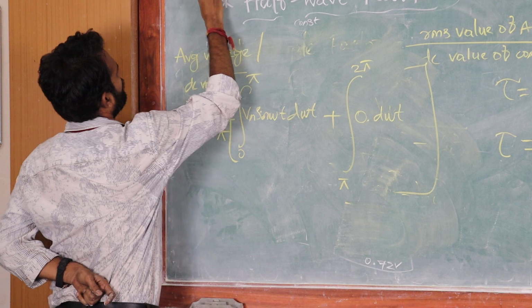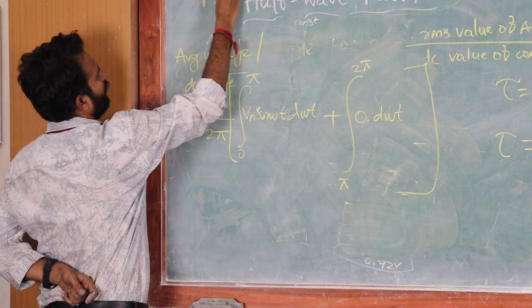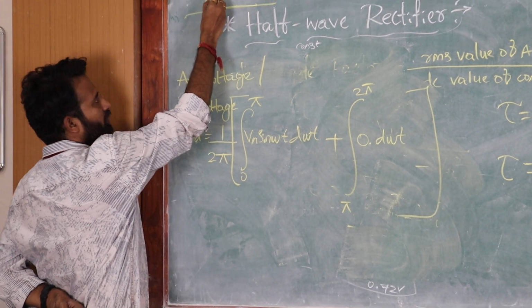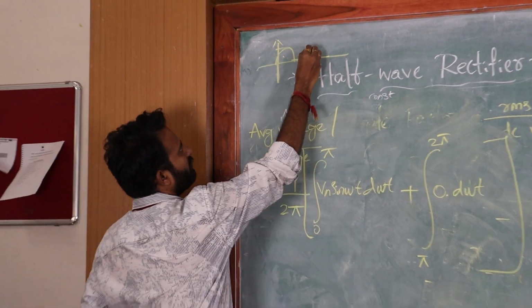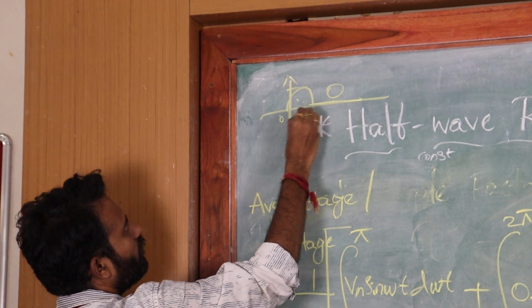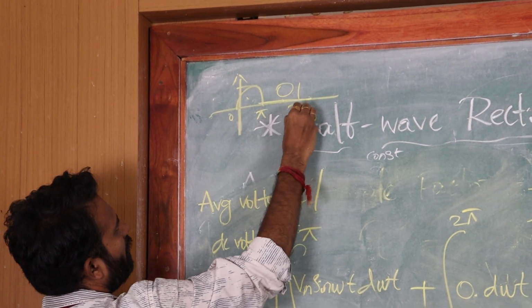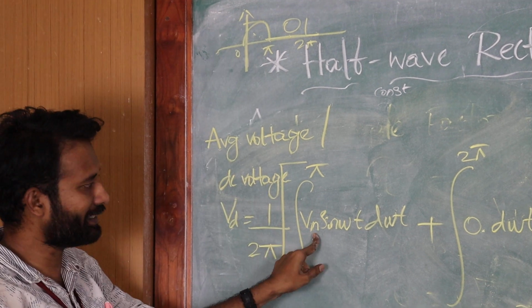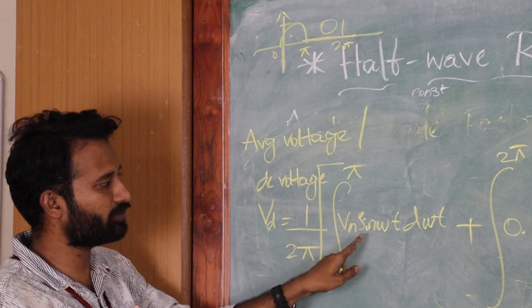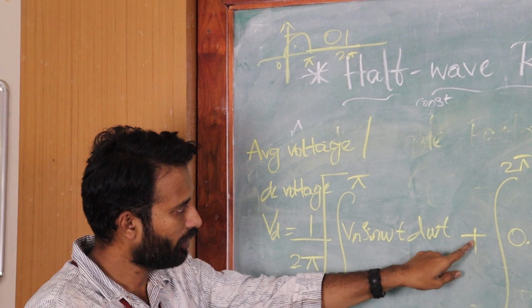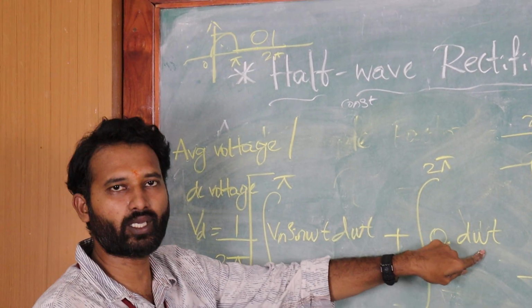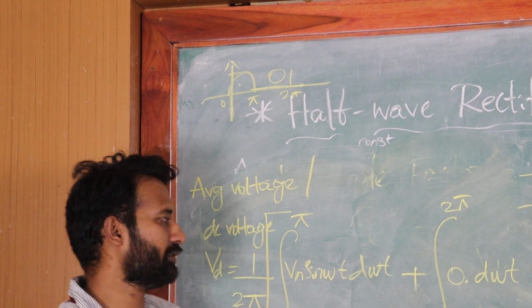I got this like this. My output is here, and for this it is 0. For the positive half cycle my output is input only. For the negative half cycle it is 0. For the range 0 to pi, pi to 2 pi, for this range my output is input only. That is nothing but 0 to pi Vm sin omega t d omega t plus pi to 2 pi, my output is 0, 0 into d omega t, close the bracket.